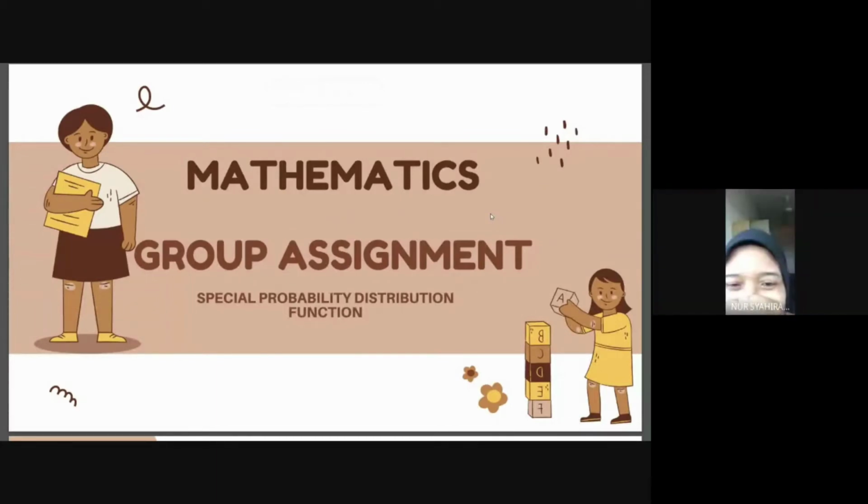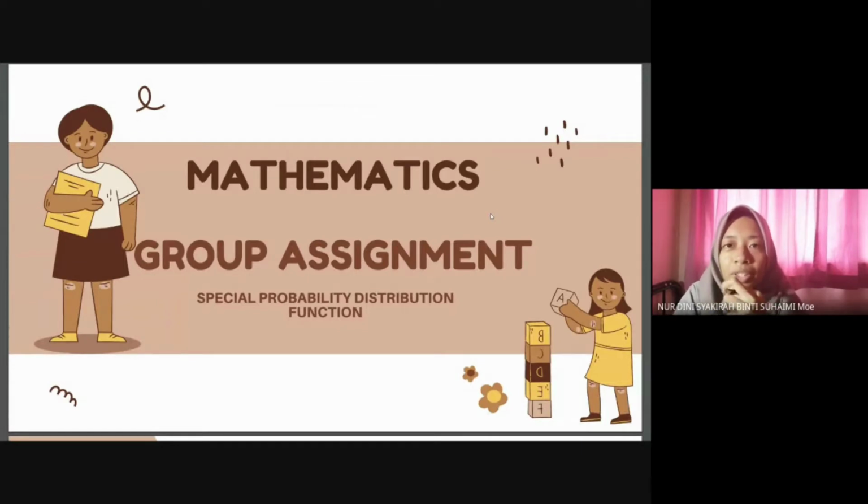We are going to discuss the mathematics group assignment, topic 10: spatial probability distribution function.